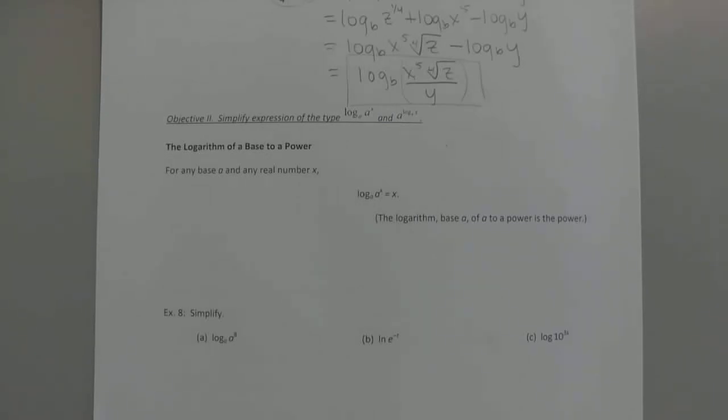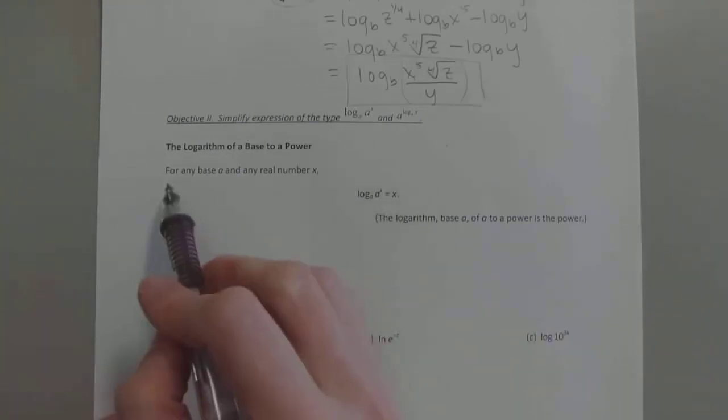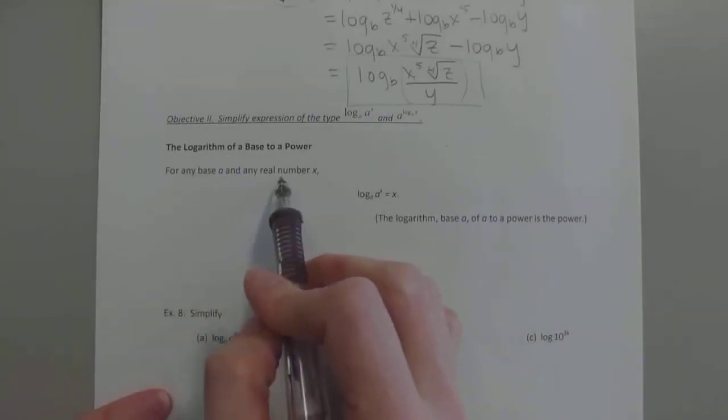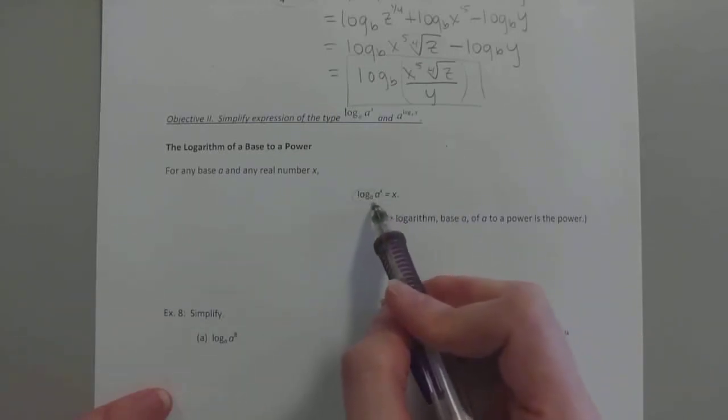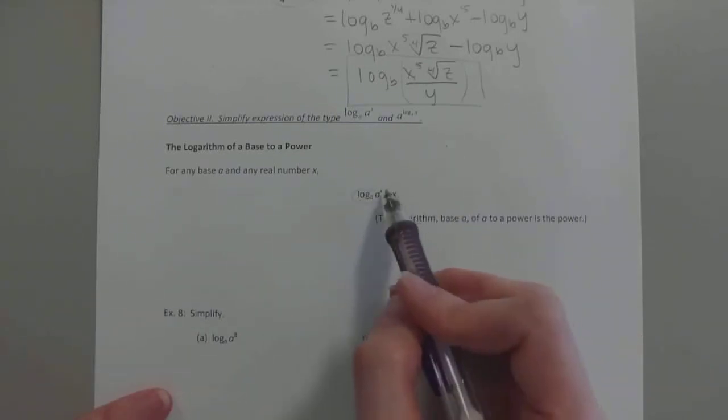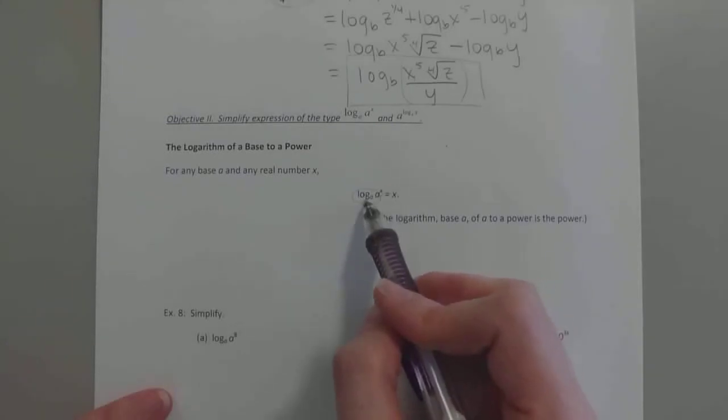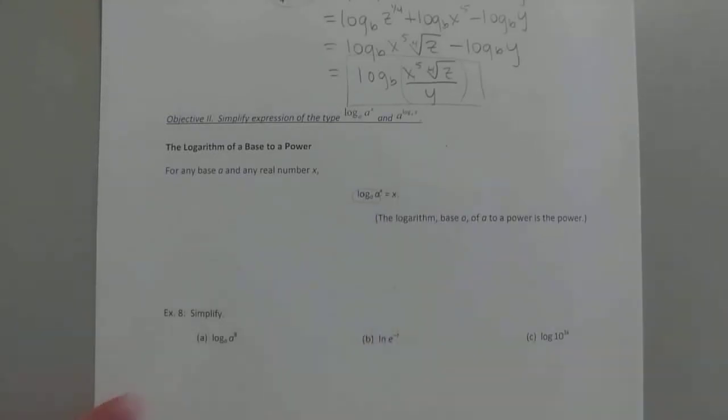Remember, how do you undo square rooting? You square. How do you undo addition? You subtract. How do you undo exponents? You do logs, okay? So look at this rule. I know it looks kind of weird, but the rule says for any base a and any real number x, when you take log base a of a raised to some power, the log base a and your base a kind of cancel out, and you're just left with x, okay?